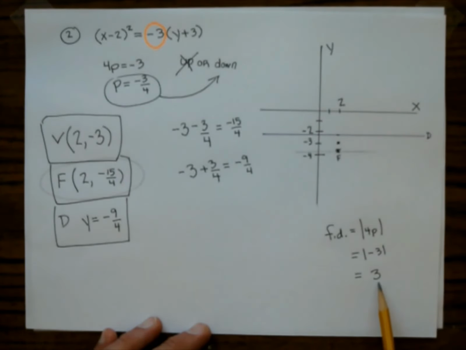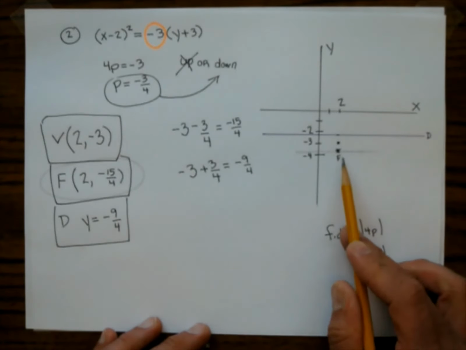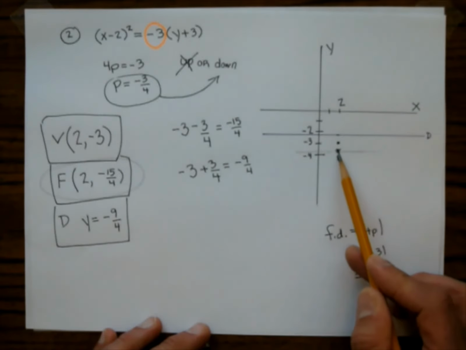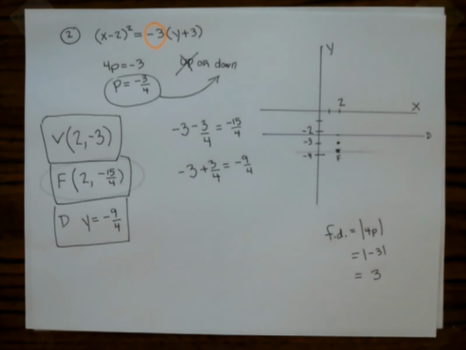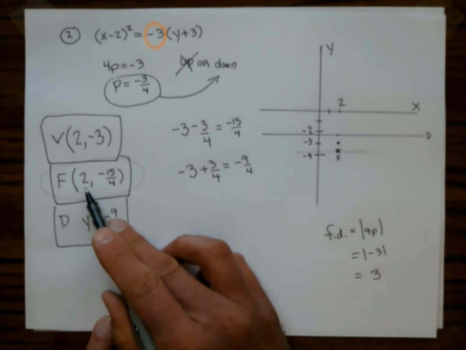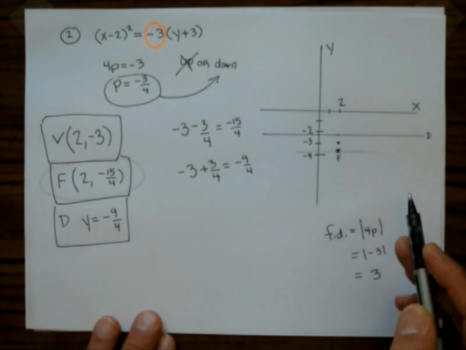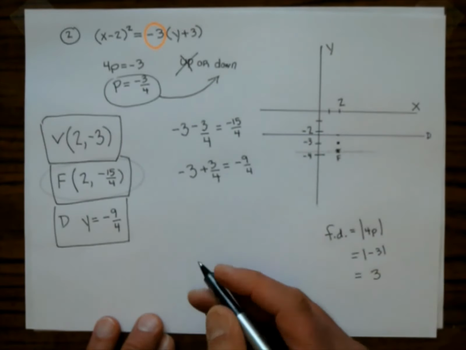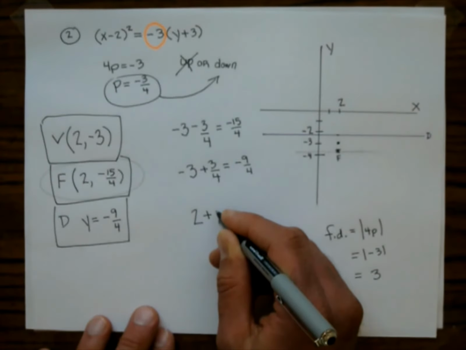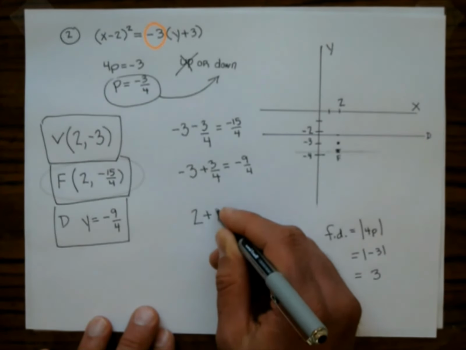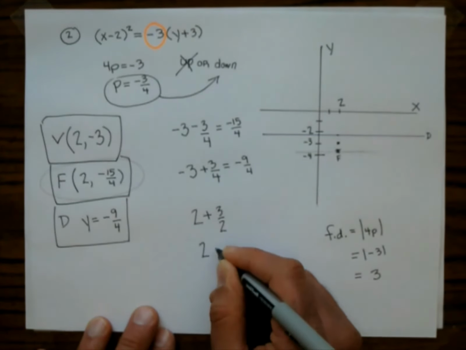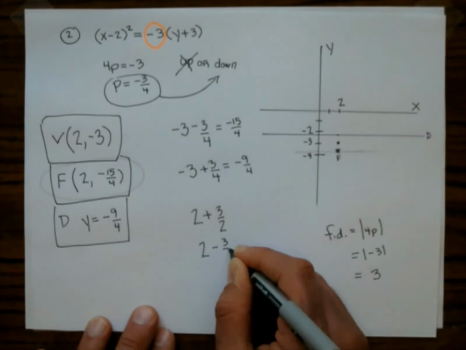We want 3 for the focal diameter. So we want to go 1.5 to the right and 1.5 to the left. And the number that we're going to be concerned with now is this 2, because that's where we are in terms of the x-axis. So if I went 1.5, I'm going to go 2 plus 1.5, which is really 3 halves. It's half of that, 3 over 2, and then 2 minus 3 halves.